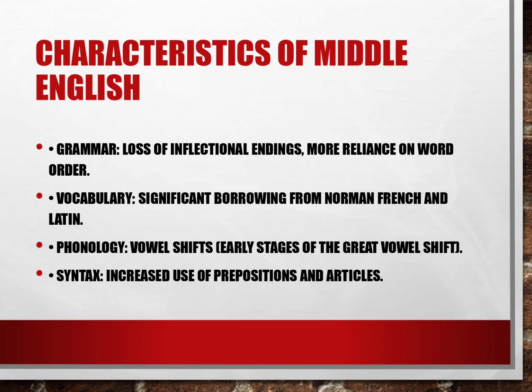In the case of grammar, there was a loss of inflectional endings, so the language relied more on word order. The vocabulary significantly borrowed from Norman French and Latin. As I have already said in the regional and dialectical slide, in the case of phonology, the Great Vowel Shift happened, and there was an increased use of prepositions and articles.